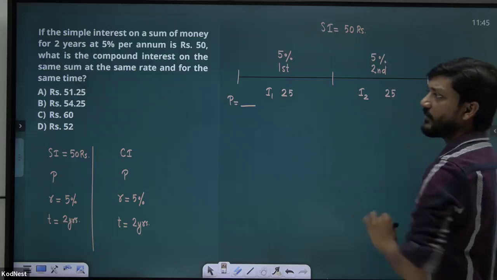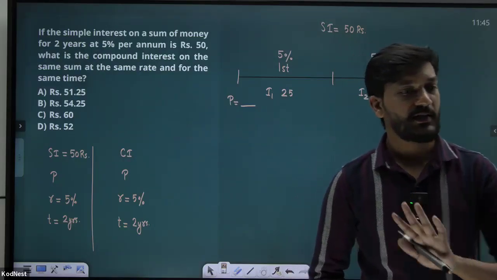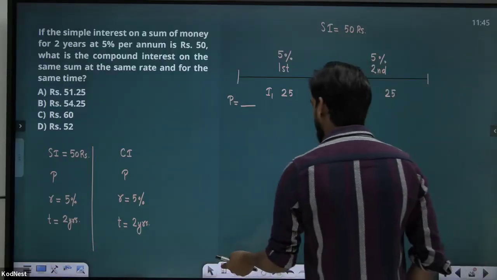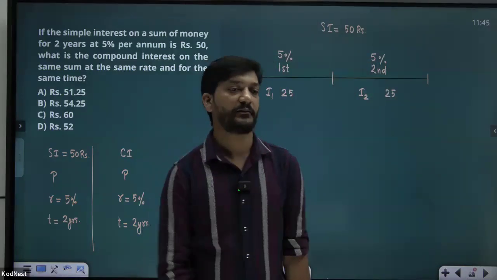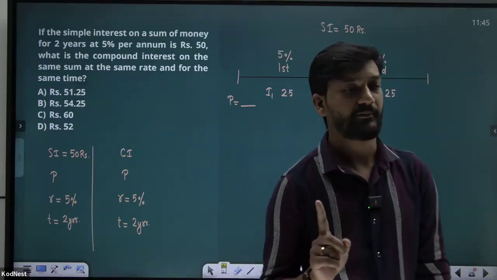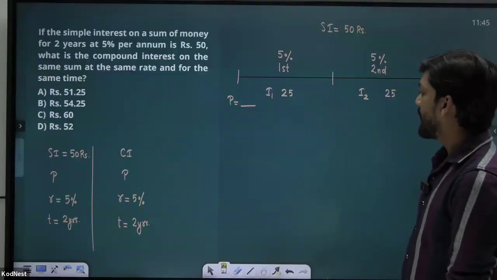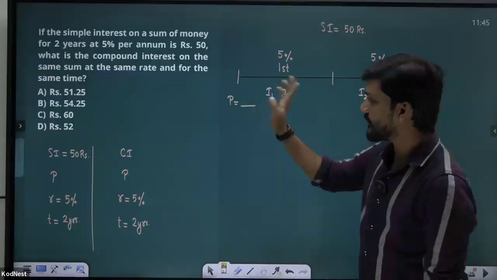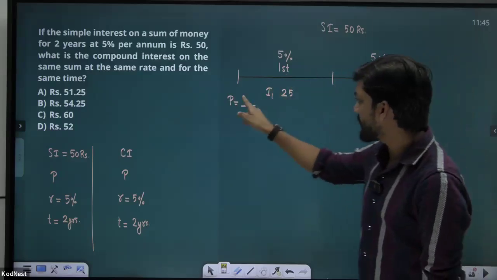All of you agree with me? Carefully see. 25 for first, 25 for second. Same. Right? In compound interest, will it be more or will it be less? More. What is this value? This is interest on principal. What is this value? It is interest on principal.